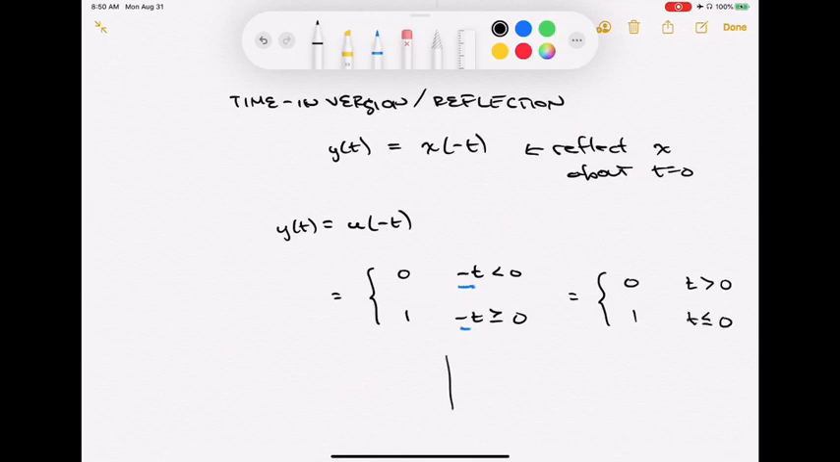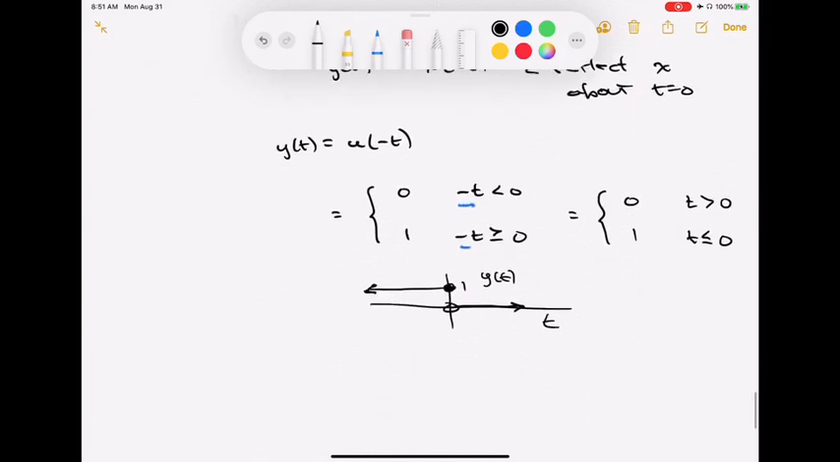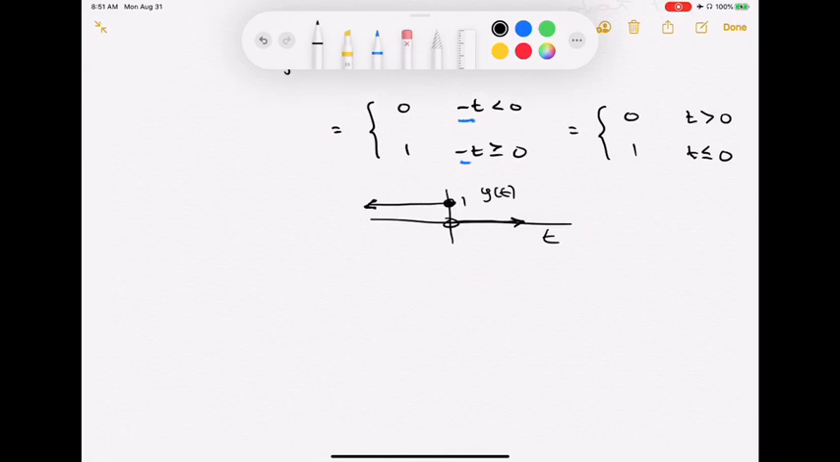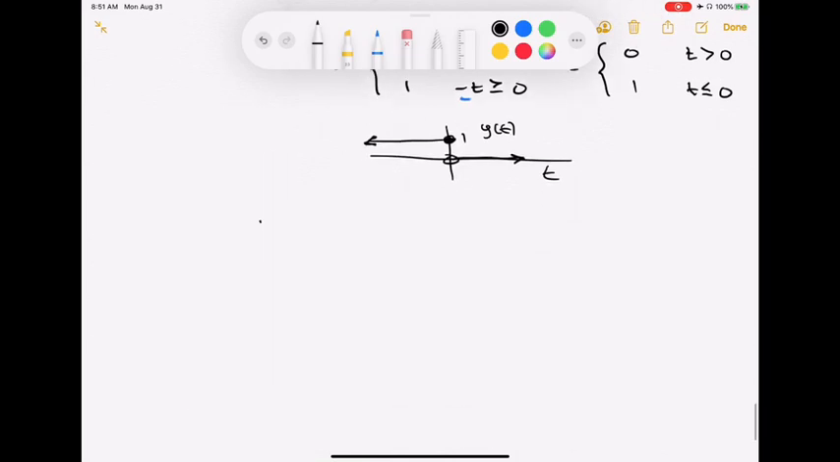If I plot that out, what do I get? For t greater than 0, I get 0, and for t of 0 and less, I get a value of 1. So this is my y of t as a function of t, and it's exactly as we would have expected. The unit step has now been reflected. It's a turn-off function now. It was on for all time until we hit 0, and then the signal turned off.